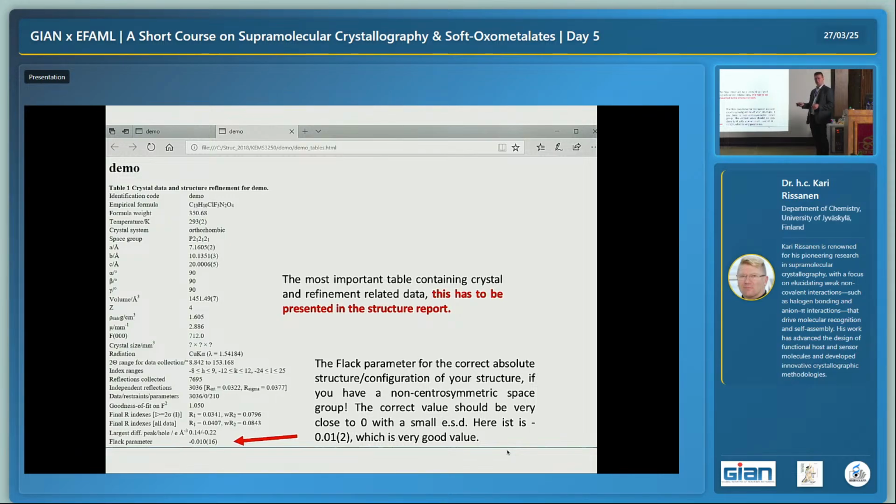Consider pharmaceuticals, for instance. It is very important to know which enantiomer. That's the case. And the Flack parameter is the correct absolute structure or configuration parameter. Now, when we have a non-centrosymmetric space group, which means that there is no mirror image, the correct value should be close to 0 with a small e.s.d. And in here, it's 0.01 in brackets 2, which is a very good value. We know that within 99.5% certainty it is 0. So then we trust that that's the case.